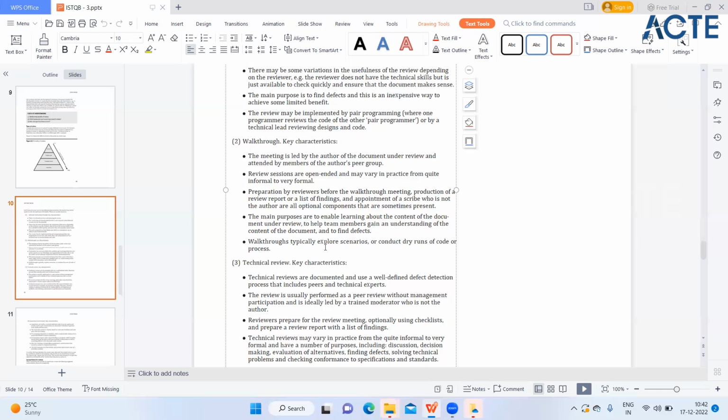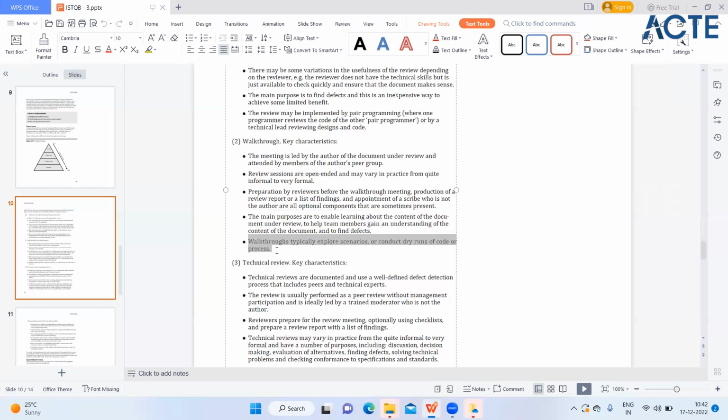Walkthroughs typically explore scenarios or conduct dry runs of code or process. So this is the very main punchline of walkthrough. In walkthrough, mainly we are conducting a dry run of code or the process. So this kind of line you will get, and you have to choose the right option. So the answer will be walkthrough. You will get a question like where we conduct the dry run of code. So you have to always choose the option as walkthrough. Okay.